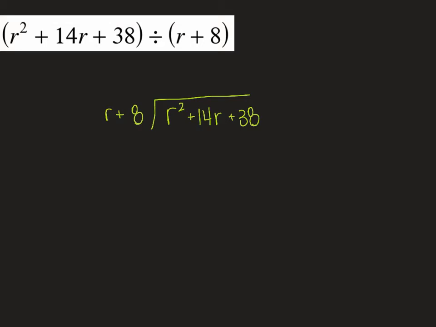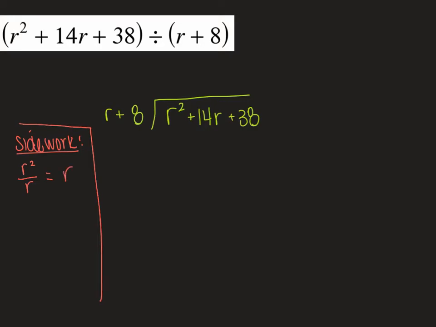So we need to do some side work. I always like to have a little area to do side work on my paper. That just lets me know that I don't always need to do mental math. I have this little area designated for side work, and we do need it right now. So we have r squared divided by r. These are our first terms. When I do that, I get r.